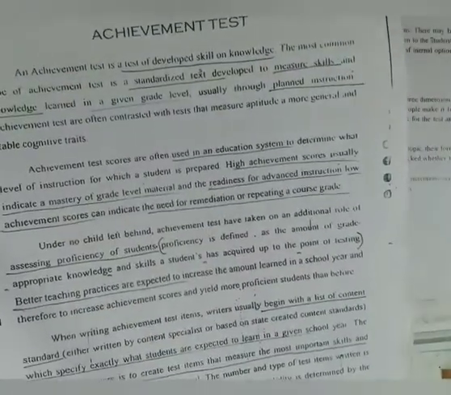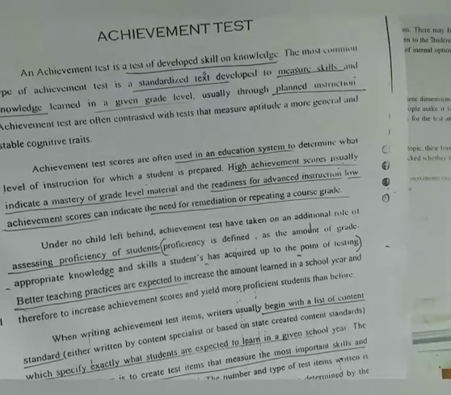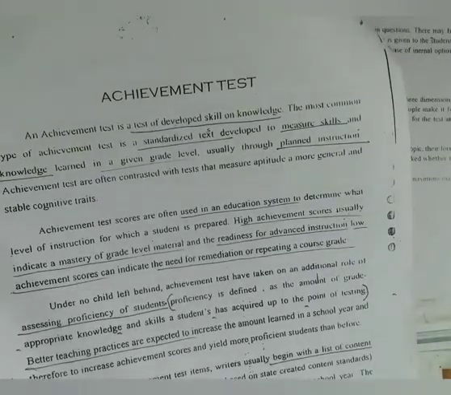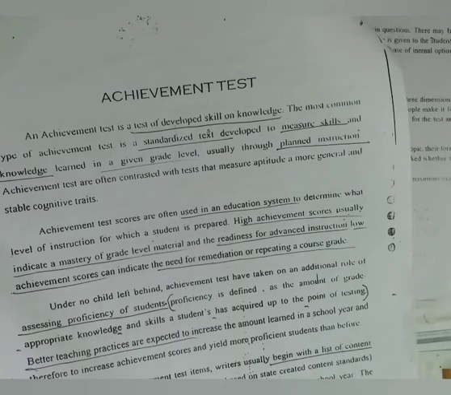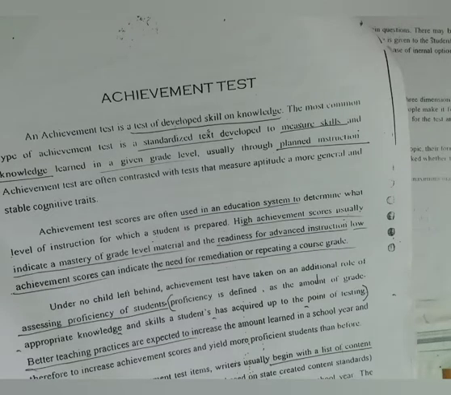Then the next is achievement test. So an achievement test is a test of developed skill or knowledge. The most common type of achievement test is a standardized test developed to measure skills and knowledge. So achievement test scores are often used in an education system to determine what level of instruction for which a student is prepared.